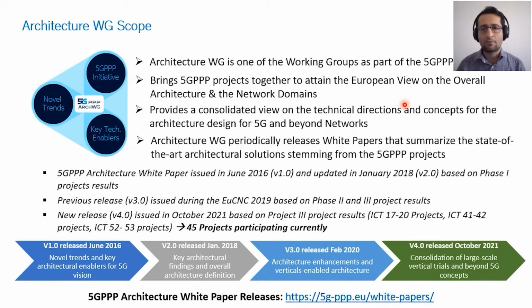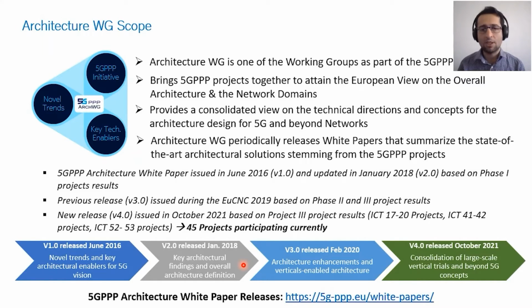So far, we have worked on and released 4 versions of the white papers. The first version we released in 2016, which set the foundation for the 5G system and the novel trends and enablers. The second version, as the projects progressed, we worked on the key architectural findings and overall architectural definition that we presented in the second version of our white paper.